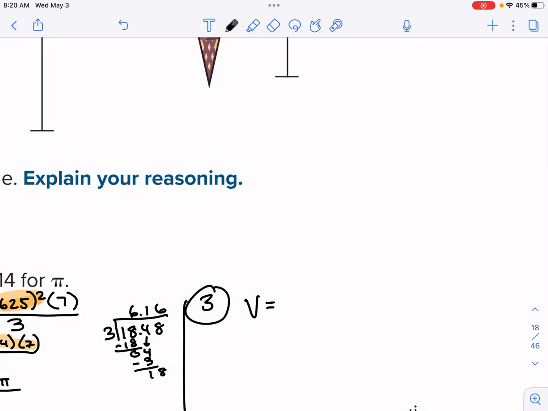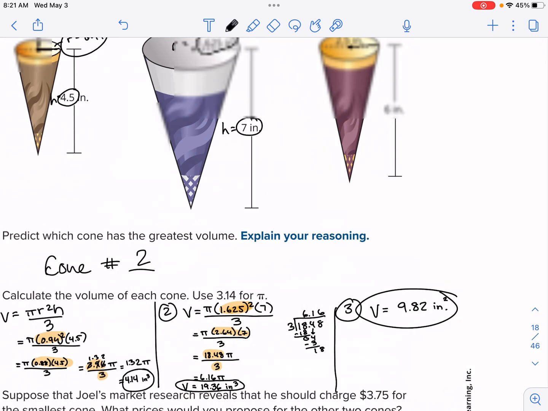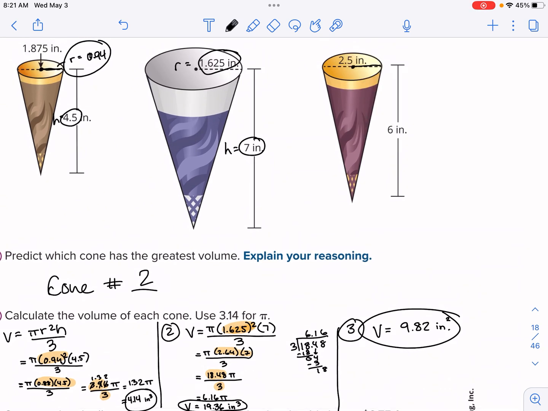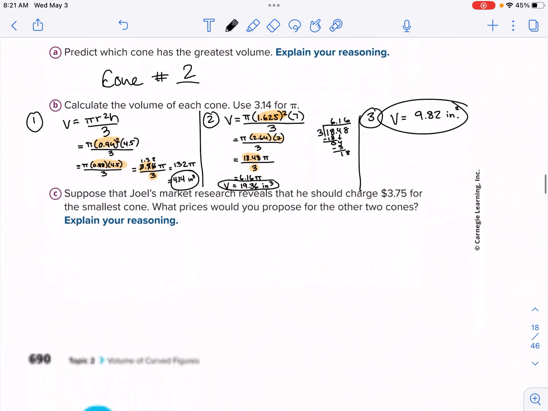Okay, so hopefully you had time to work this out, but the volume for this is 9.82 cubic inches. So we can see that the biggest one is cone 2, the middle one is cone 3, and then the smallest one is cone 4. Or sorry, cone 1.